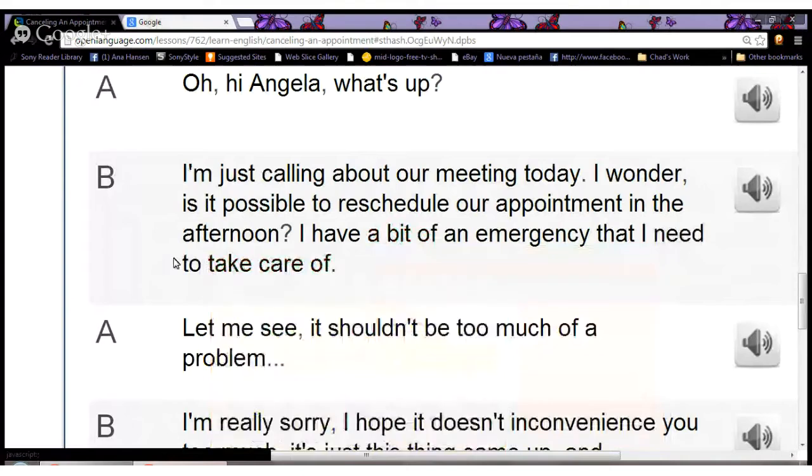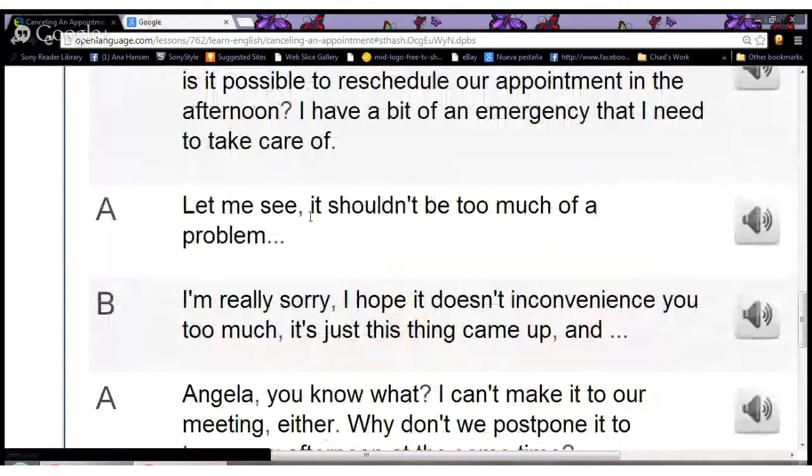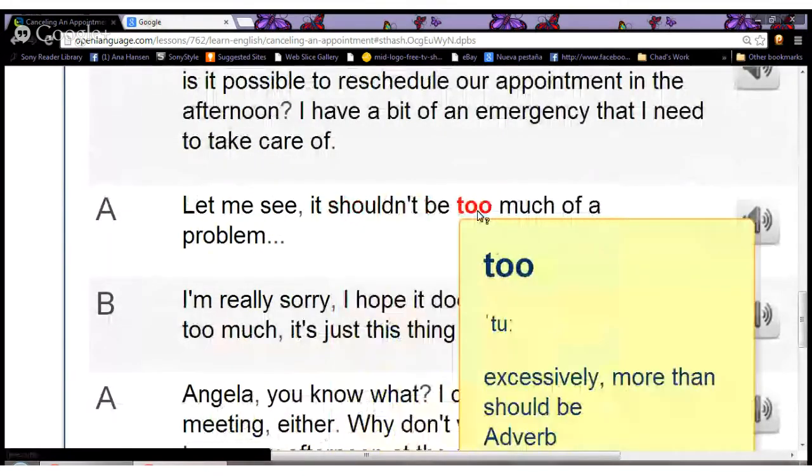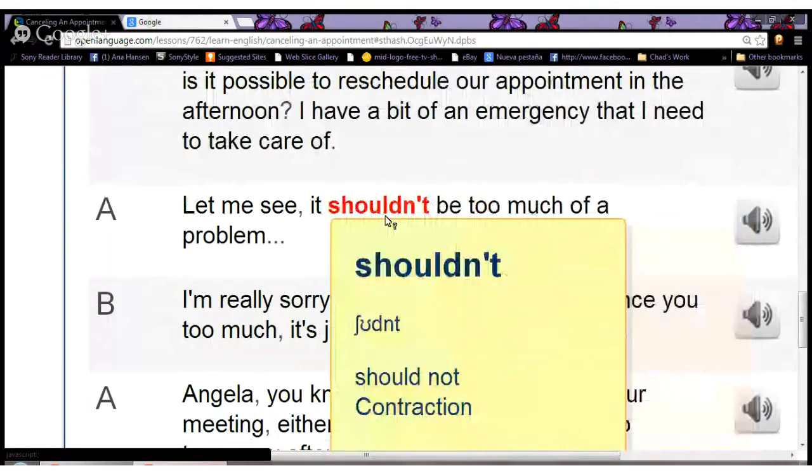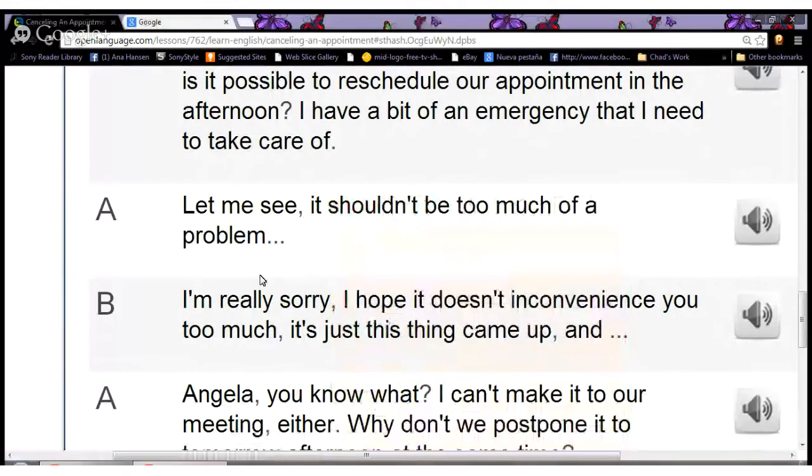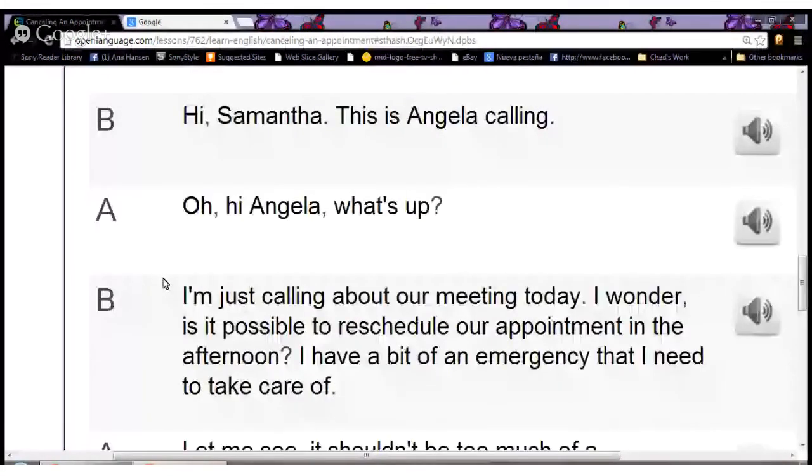And then Oscar, I want to practice this word with you. It shouldn't be too much. Try that. It shouldn't be too much. Okay, one more time. Shouldn't. Try that D sound. Shouldn't. Shouldn't. Okay, good. It shouldn't be too much. One more time. It shouldn't be too much. There you go. Much better. Awesome. Good. So let's move on.